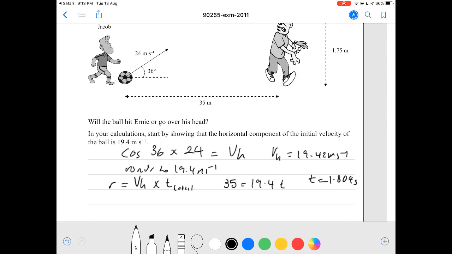Okay, so the next step is also relatively simple. We're going to be finding the maximum height and how long it takes to reach the maximum height. To do that, we'll need the vertical velocity. So we're going to say sine 36 times 24 equals VV. So VV equals 14.11 meters per second.